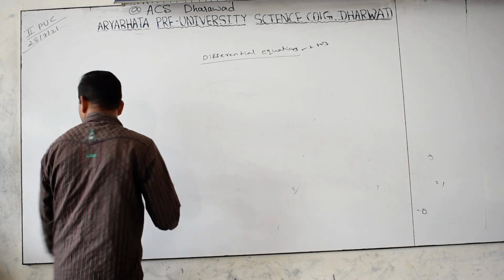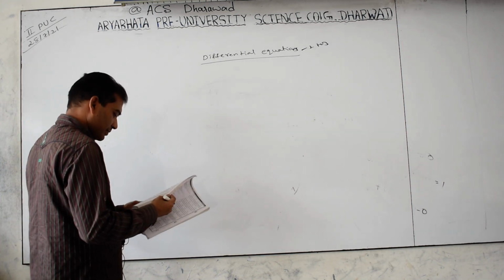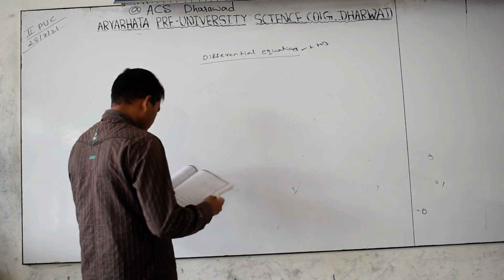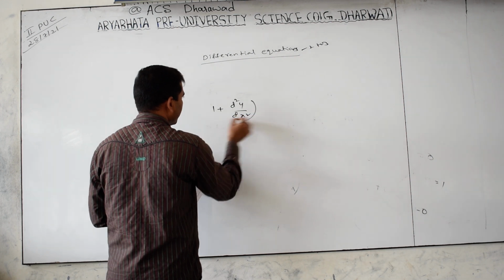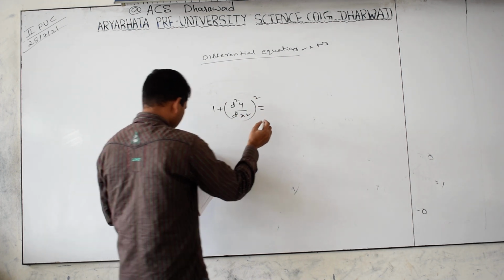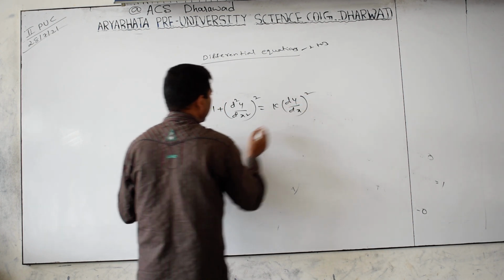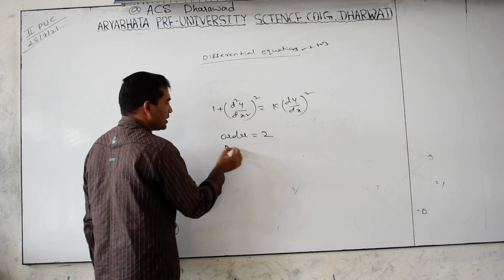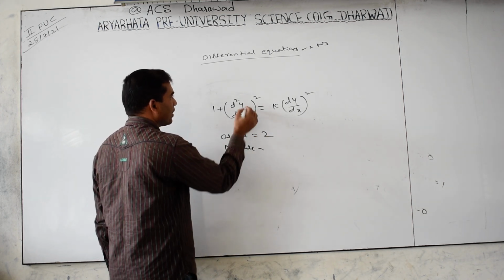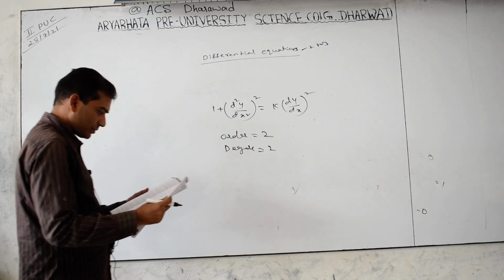See, a few examples I will discuss, what is order and what is degree. 1 plus d square y by dx square whole square equal to k into dy by dx whole square. What is the order? It is 2. What is the degree? Highest power of highest order is 2. Order is 2 and degree is 2.